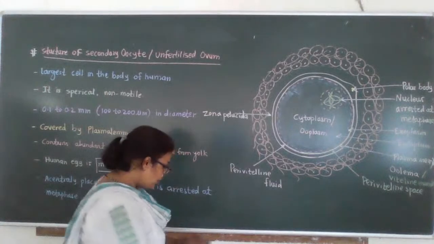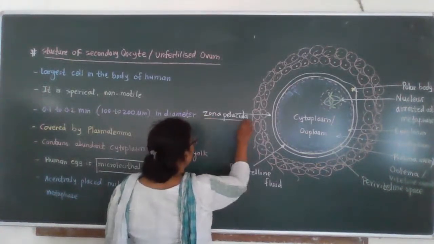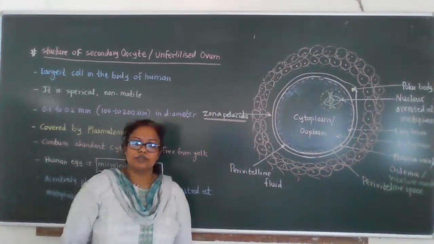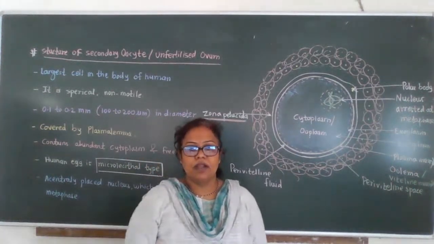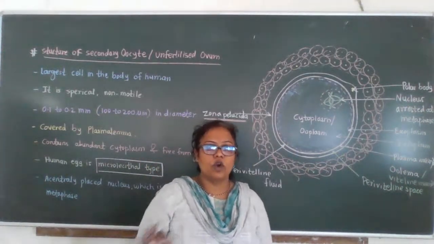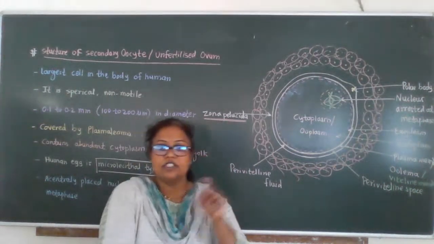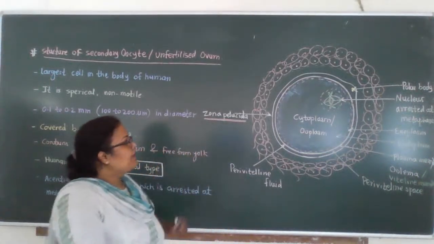But the unique feature of this zona pellucida layer, what is the function of this zona pellucida? This zona pellucida layer doesn't allow the wrong site implantation. It doesn't allow the wrong site implantation. That means it is not allowing the implantation in the fallopian tube. Okay, this is the function of this zona pellucida.